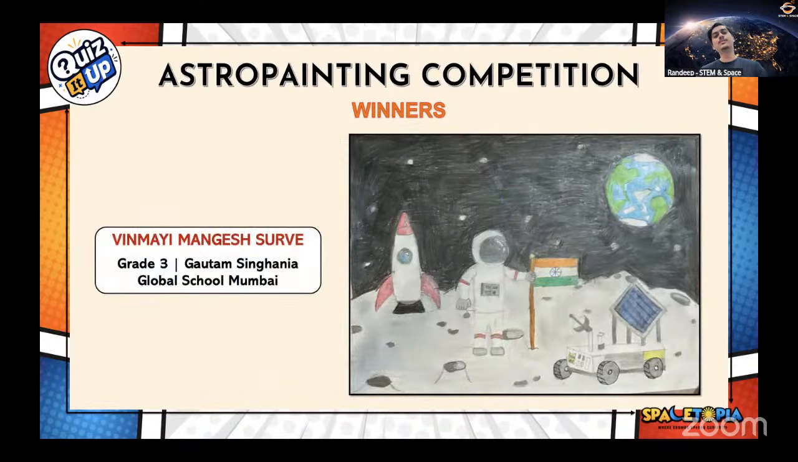The third winner is Vinmay Mangesh Surve from grade 3, Gautam Singhania Global School, Mumbai. Although his artwork looks very simple, it really showed genuineness and authenticity. And of course, we also checked whether your artwork has been generated with AI, whether you have copied another existing design, or whether you have taken inspiration from another design. So all these things we have taken into consideration.